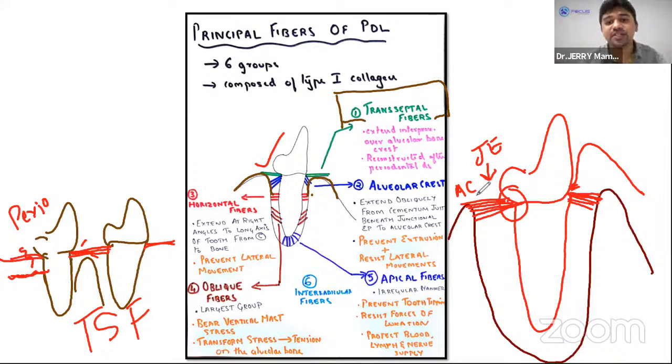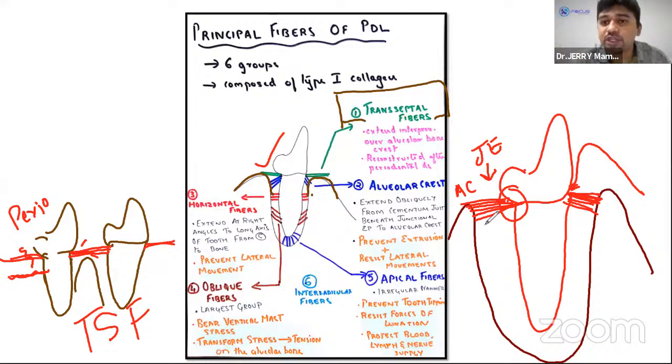From the term itself, it is there. Alveolar crest fibers. So it starts from the cementum, just below the junctional epithelium, to the crest of the alveolar bone. That is your alveolar crest fiber. So now you can see it is fanned out like this. What do you think it is trying to do? It is trying to pull the tooth and hold it there.